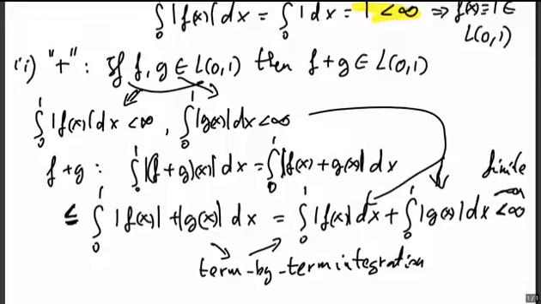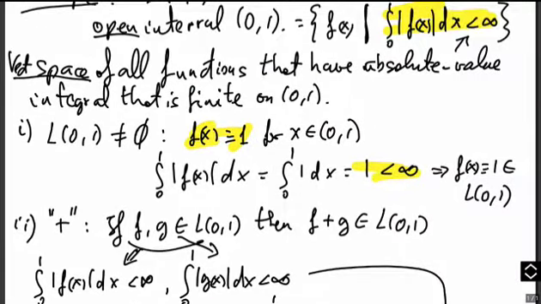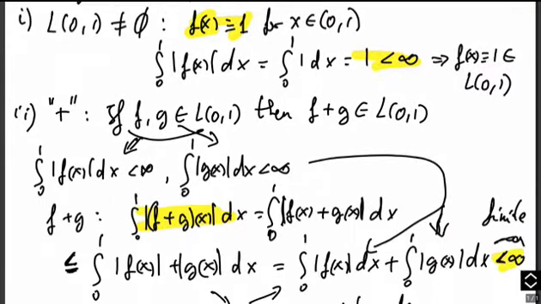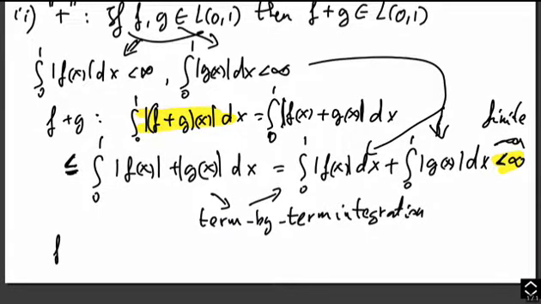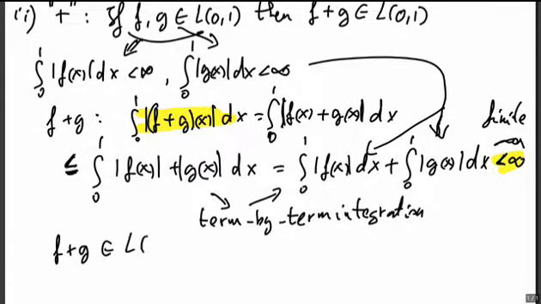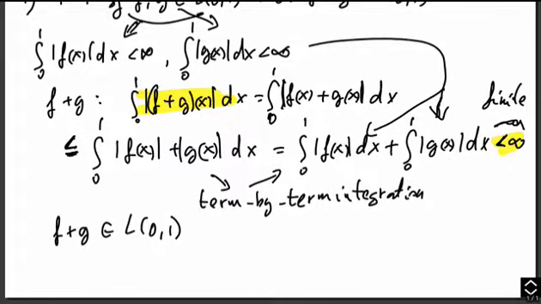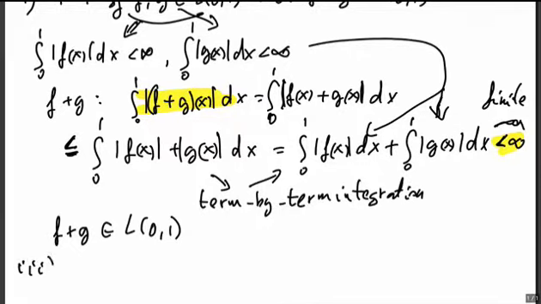So what we get is that the sum has finite integral. That means the sum, by definition of the set, if it has finite integral with absolute value, then it's in the set. So that means f plus g is also in L1 of 0, 1, which means that the addition doesn't go out from this set. It stays inside the set. It's closed under addition.